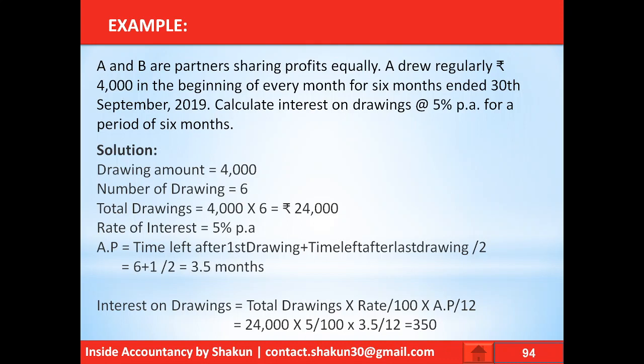Now interest on drawings will be equal to the total drawings which we just calculated as 24,000 into the rate upon 100, that is 5 upon 100, into the average period upon 12, that is 3.5 upon 12, giving us an answer of 350.